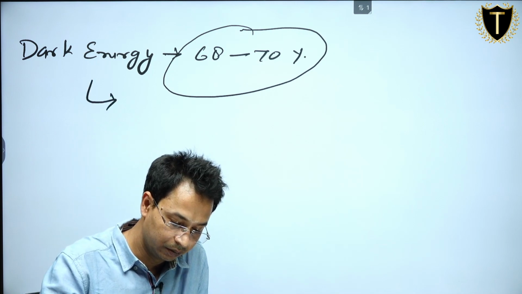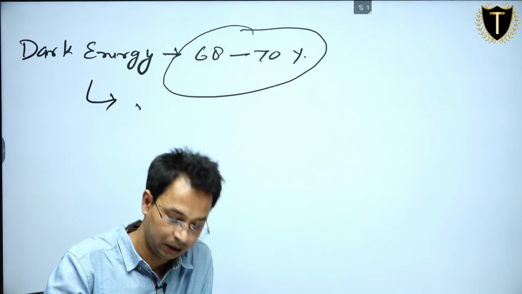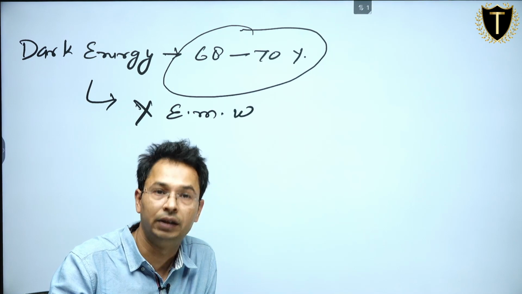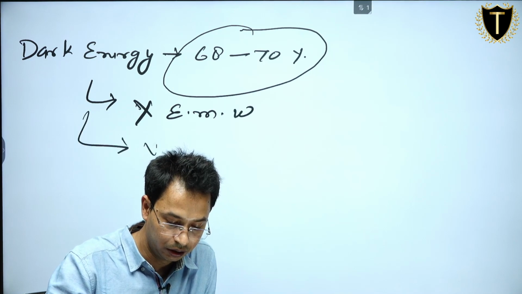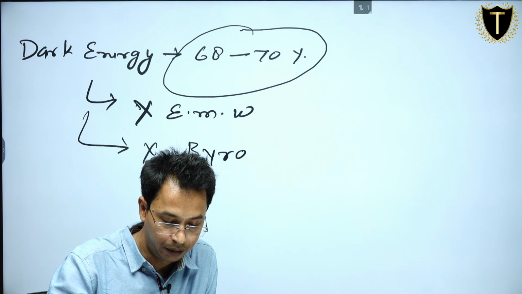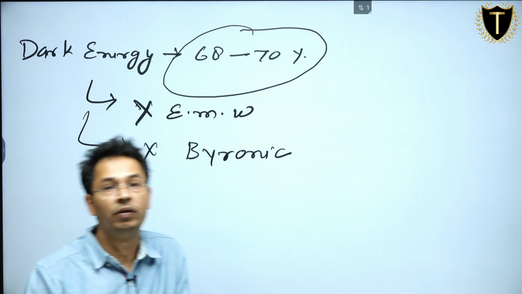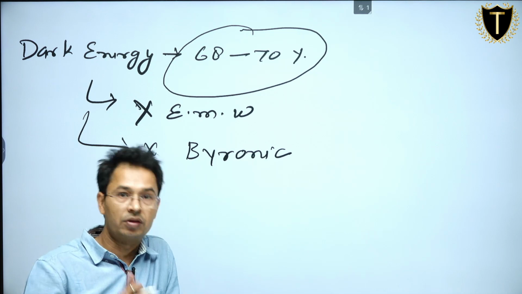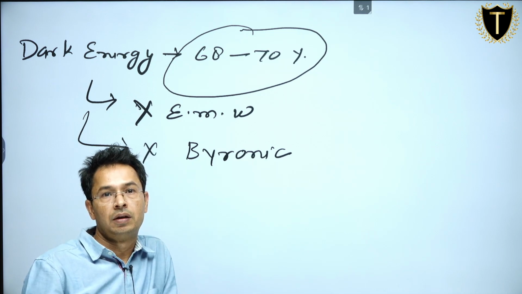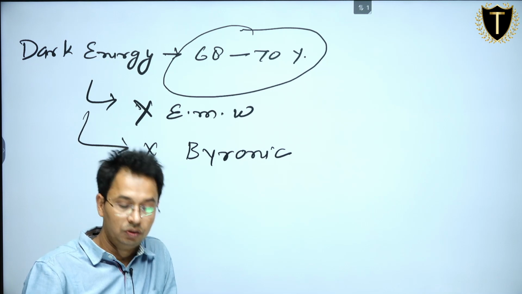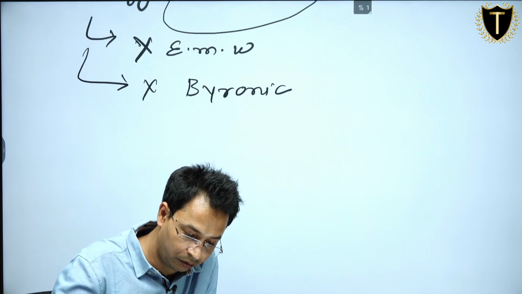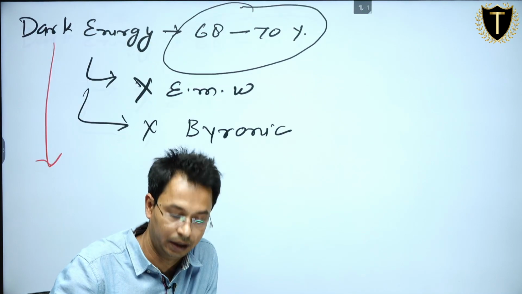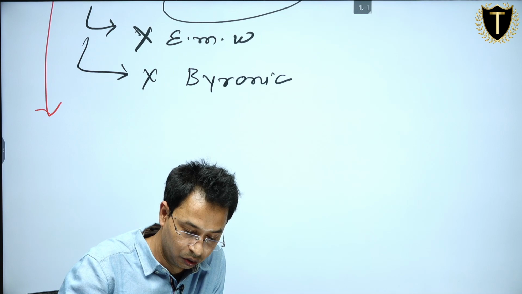This dark energy also will not interact with electromagnetic waves, like dark matter. It will also not interact with baryonic matter. Then how do we know that there is dark energy in the universe? With this huge composition, how can we know that there is dark energy? So we will see the role of dark energy. Then only we can know that there is some dark energy in the universe.